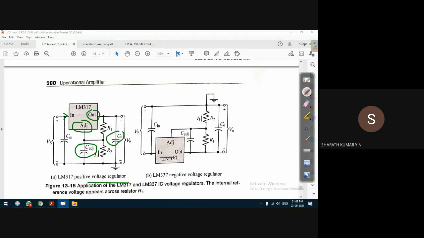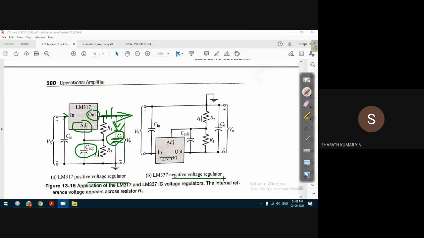Again, a capacitor is used so that it acts as a filter. If you use a capacitor here, it will allow only AC, so that it will allow DC to the output terminal. Very simple. Now, this is the positive voltage regulator.